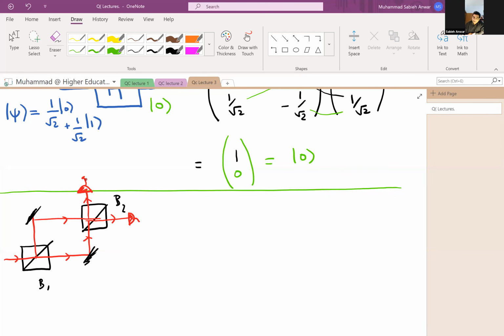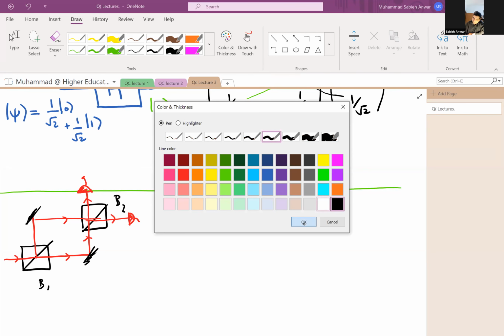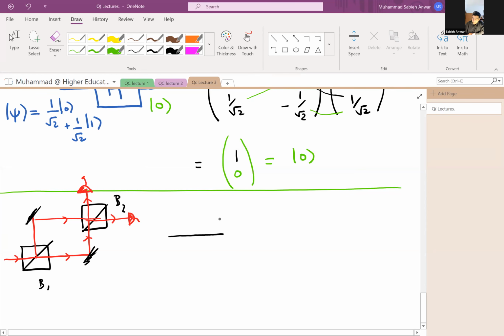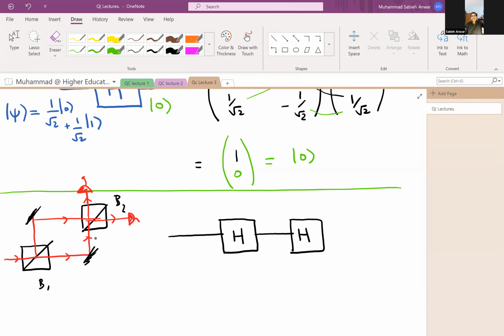If I would like to draw a circuit model for the same experiment, I have one qubit coming in. I have a Hadamard gate, H, and this is followed by another Hadamard gate. Since the beam splitters B1 and B2 are just the same quantum device, there's nothing different about the two, they're identical. So I just juxtapose and put two Hadamard gates together. So what I've drawn on the right is a circuit model description of a quantum interferometer. Okay? And this will explain all the outcomes that I can think of.